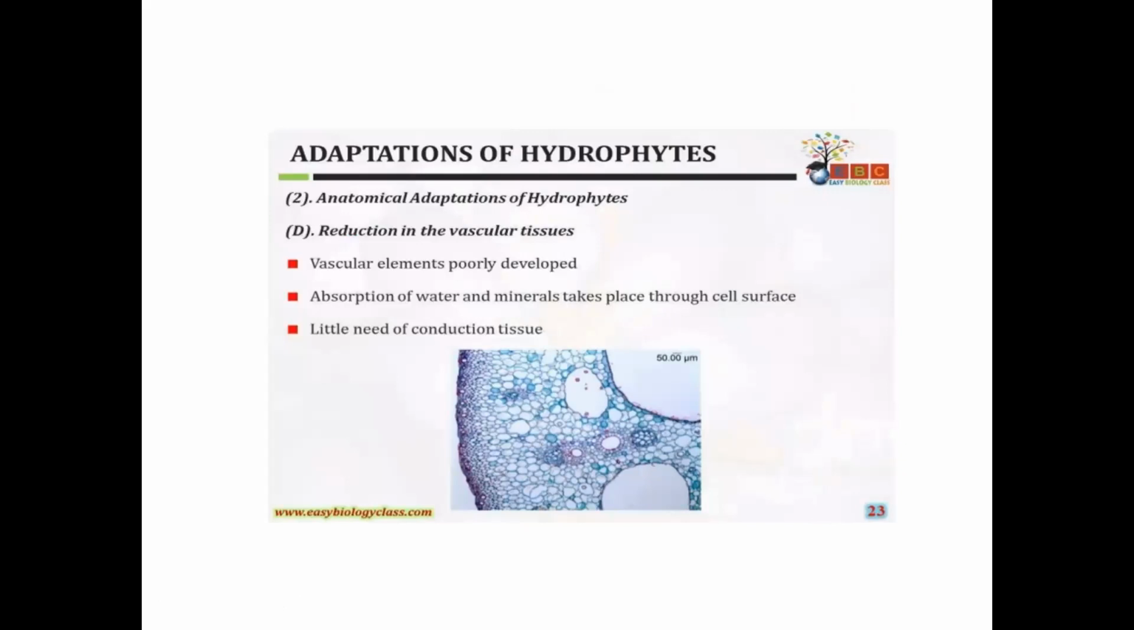Next one is the reduction in vascular tissue. Vascular elements are poorly developed, and absorption of water and minerals takes place through the cell surface. The main function of xylem and phloem is conduction of water and nutrients, but here the whole surface of the plant helps in absorption. So there is little need for conduction tissue.